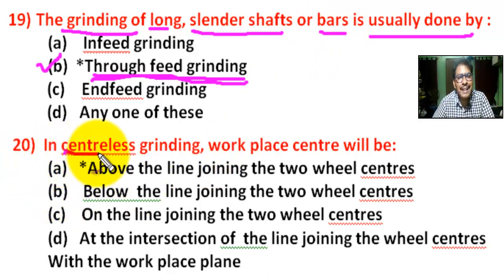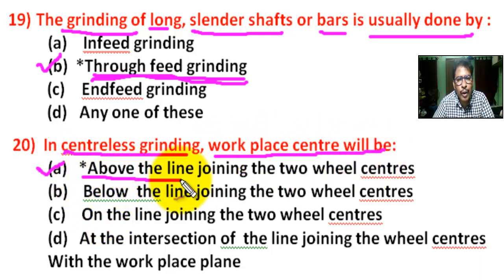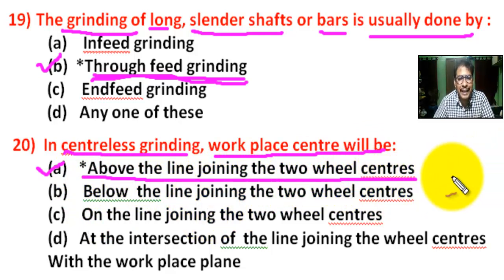Question number 20. In centreless grinding, the workpiece center will be, there are 4 options. Correct answer is A. Workpiece center will be above the line joining the 2 wheel centers.